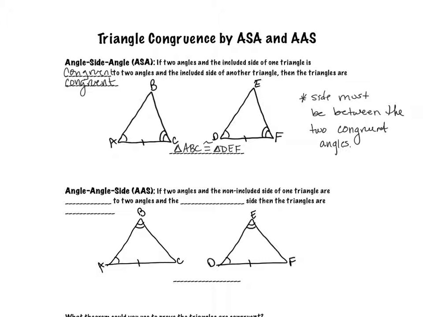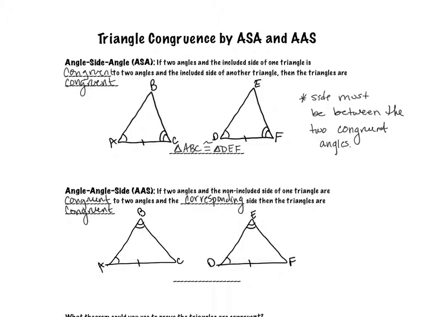Okay. Angle, angle, side. This is the last one that we'll talk about as far as works for any triangle. So this says if two angles and the non-included side, so this is important, it's the one that's not in between the angles, are congruent to the two angles and the corresponding side, this is really important, it has to be in the same position. Those are congruent.